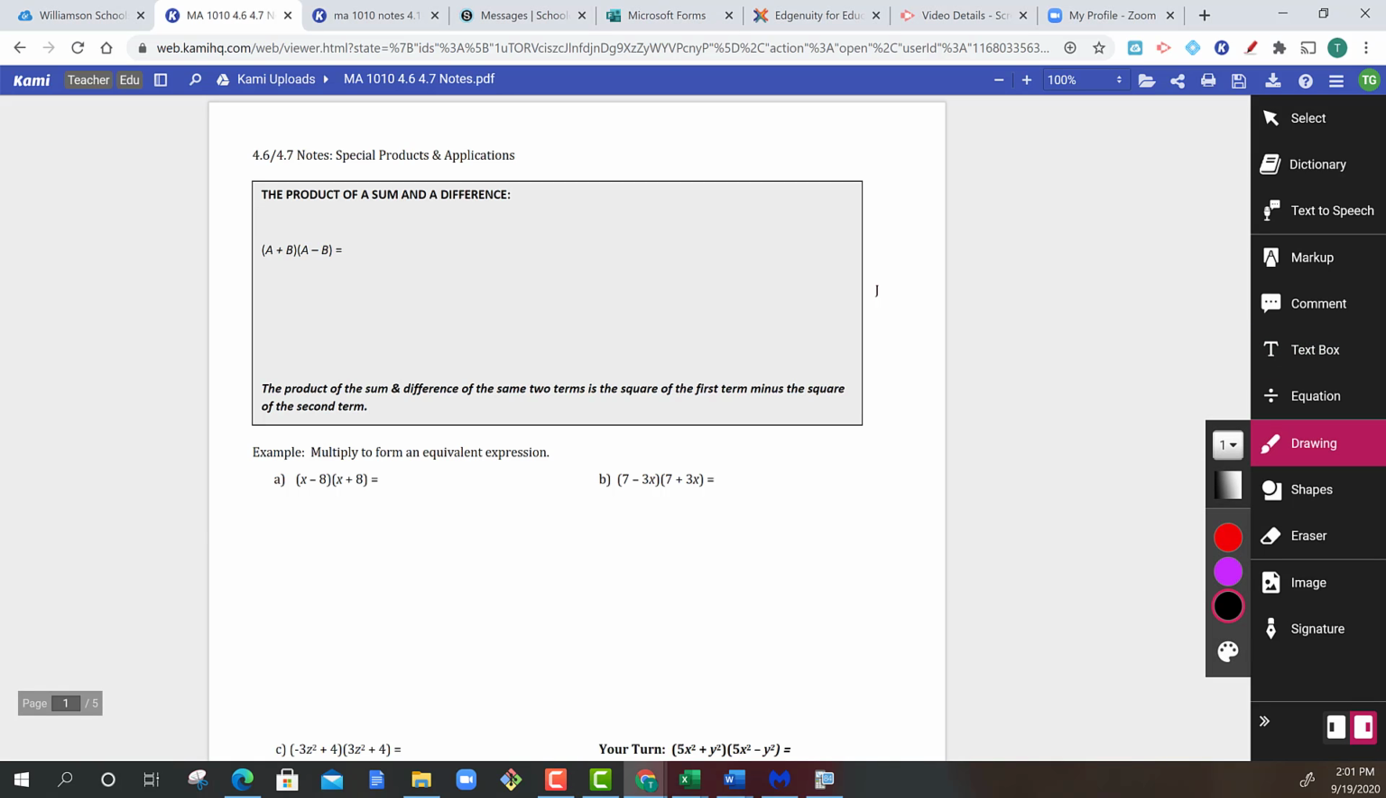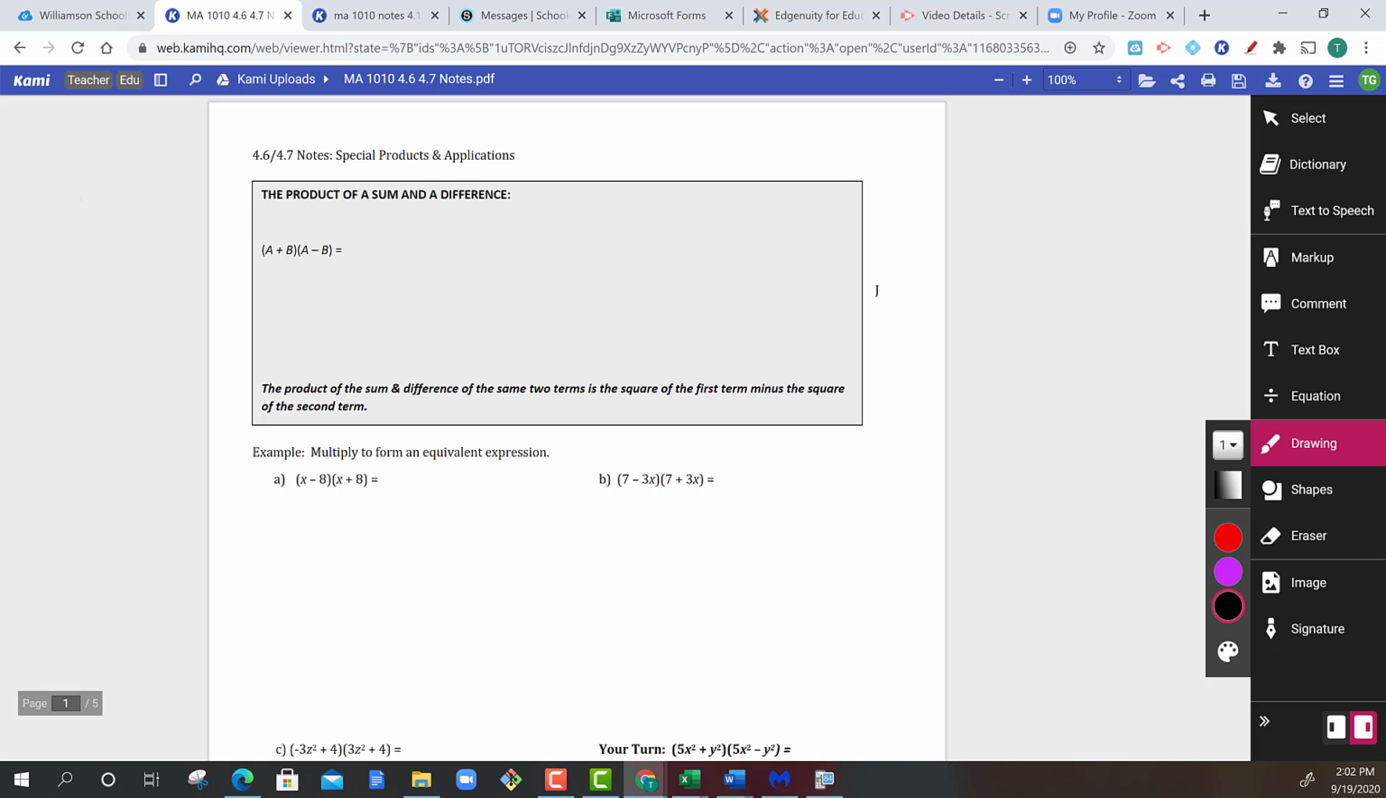All right, 4647, the product of a sum and a difference. So let's go over this real quick and let's actually just do the math. A plus B times A minus B. This is much like what we talked about in the last section. We're just multiplying these two binomials together.